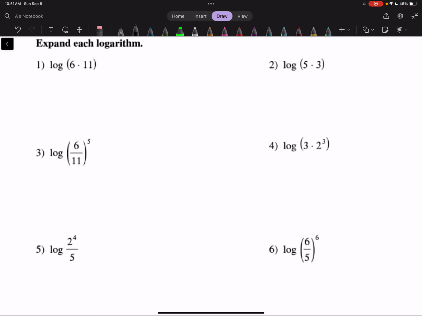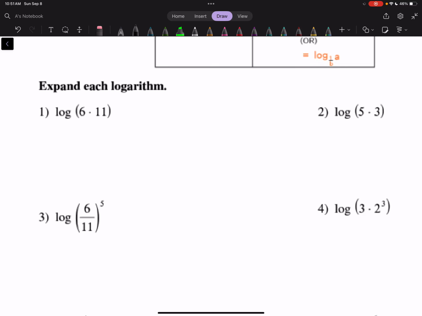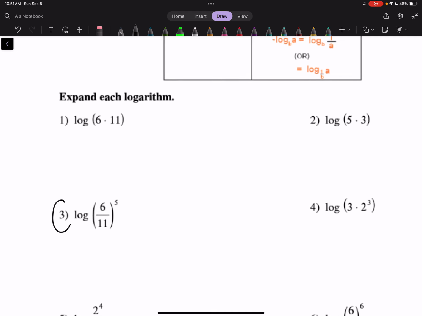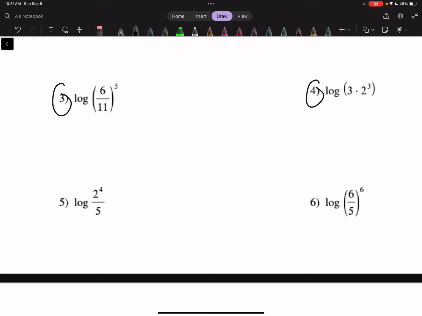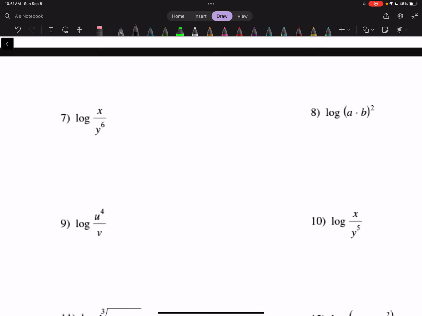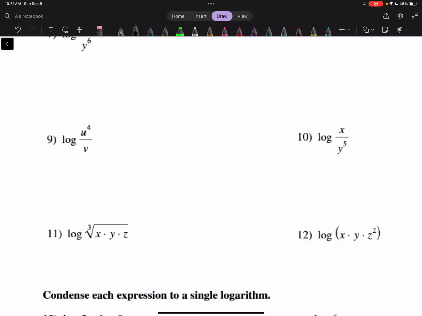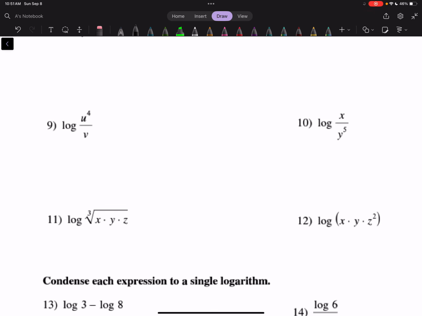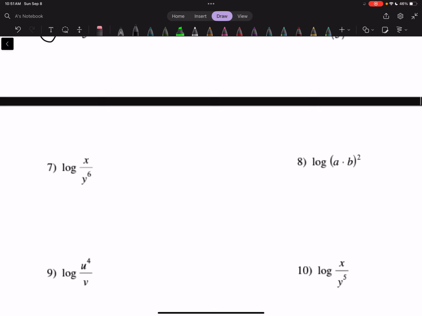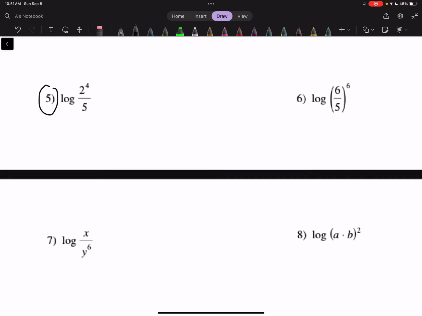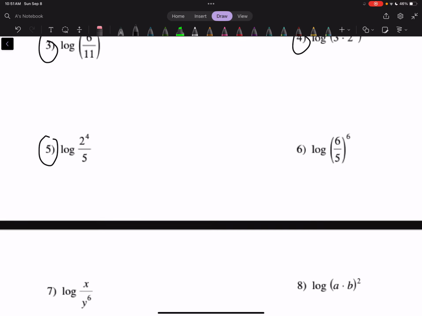Let's look at numbers 3, 4, 5, and 11. So I'll do these 4. You do the other 8 for practice.